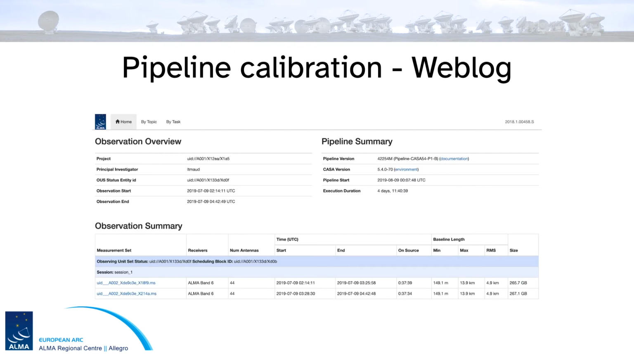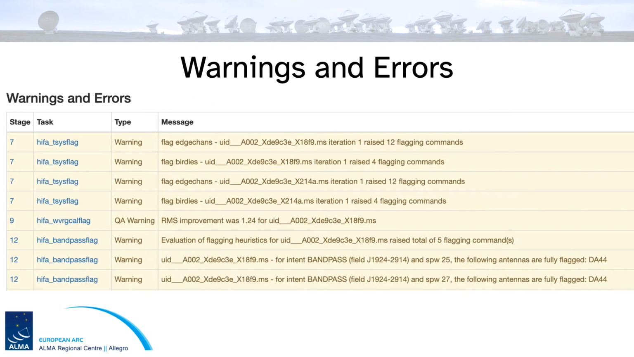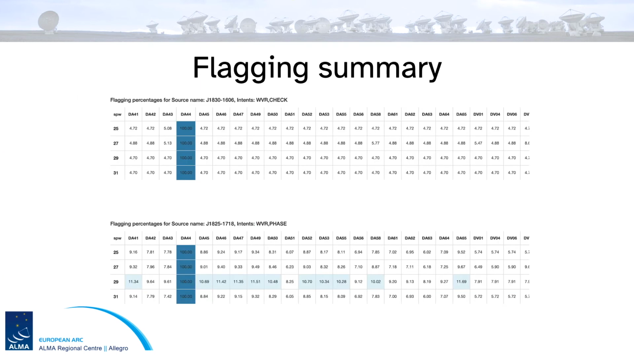In the upper left corner of the weblog, there are two tabs called By Topic and By Task. Under By Topic, one can find the warnings and errors that occur during the pipeline run, as well as a summary of the flagging that was performed during the calibration. The values in the cells are percentages, which means that 100 is a fully flagged spectral window for an antenna.